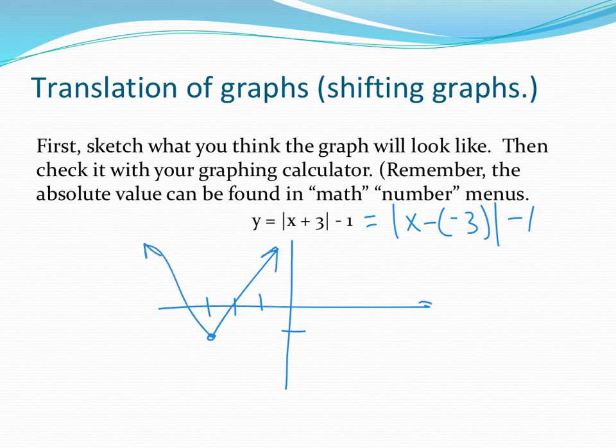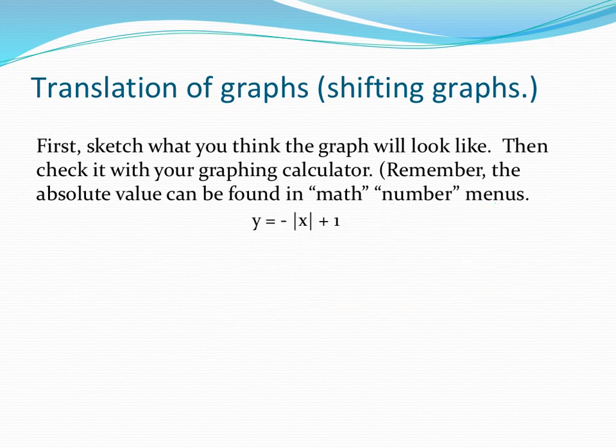Is this what we thought? I know my graph is a little messy here. You're probably doing it nice in your notebook. I have a shift 3 to the left and a shift 1 down. So therefore my vertex, instead of being at 0, 0, now is over here at -3, -1, and I make my V. Pause it, try it, see what you get.